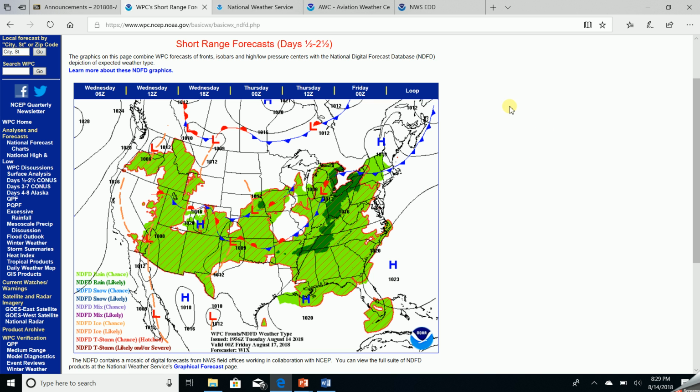So this is just an example of forecasts that are taking the fronts and pressure patterns. You can see the high pressure here, low pressure out here. Remember, high pressure, higher pressure. So probably higher density too.